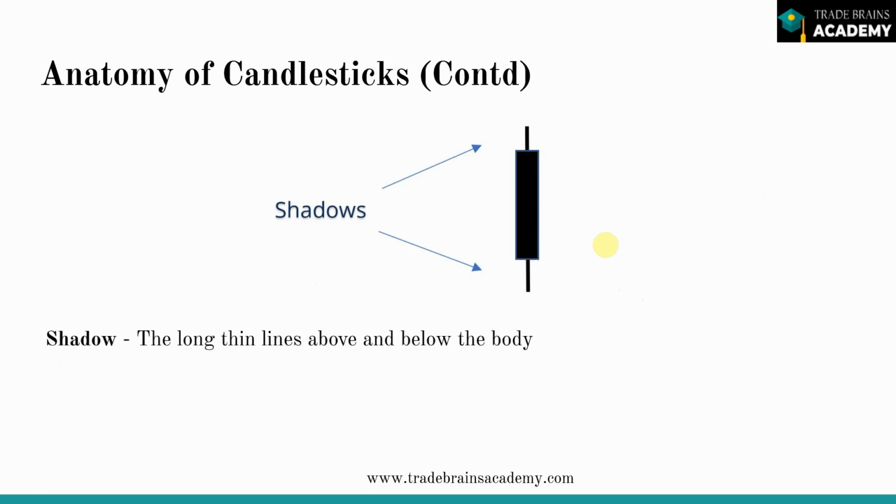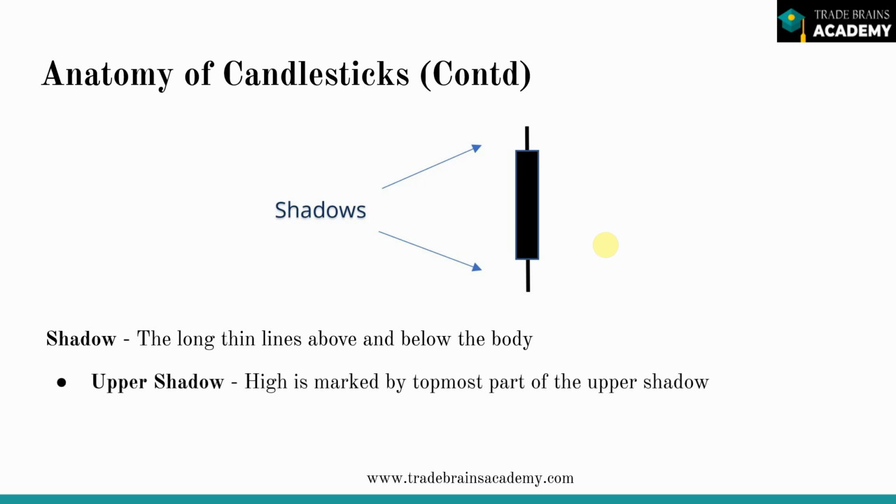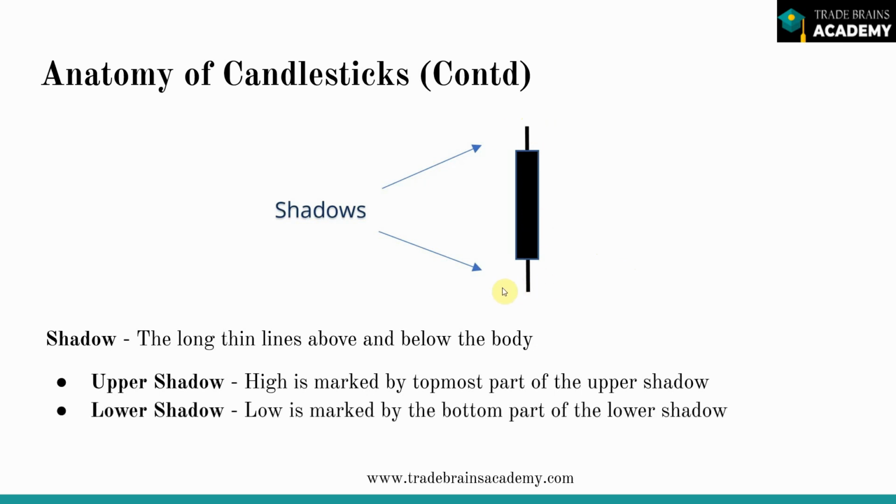As I explained, the shadow is the long thin line above or below the body, and the upper shadow high is marked at the topmost part of the upper shadow. That is, you see this top is the high of the candle, and this bottom is the low of the lower shadow. That means it gives you the whole candle range of the total candlestick.